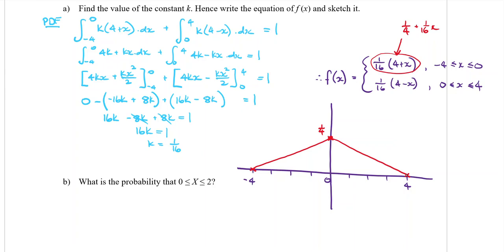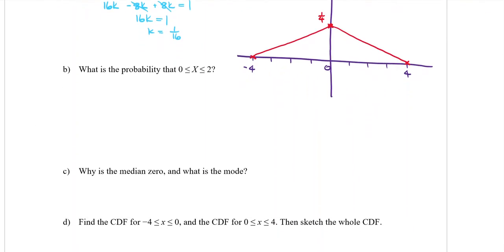Okay, Part B. Oh, and we've still got like 3 more pages to go. What is the probability that x is between 0 and 2? So this is the probability that x is between 0 and 2. What do we do? Probability is going to be the area between 0 and 2, if this is a PDF, which means I can integrate between 0 and 2 the equation of my PDF.